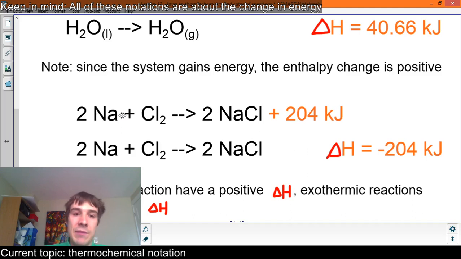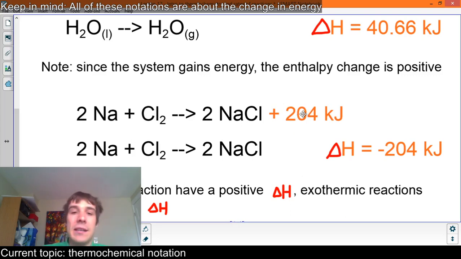Here's an example of one where it releases energy. Sodium burning in chlorine will release 204 kilojoules of energy per mole of this reaction, which means per mole of chlorine gas, as written. For every 2 moles of sodium, it releases 204 kilojoules. Every 1 mole of chlorine gas, it releases 204 kilojoules. That's going to get important later.